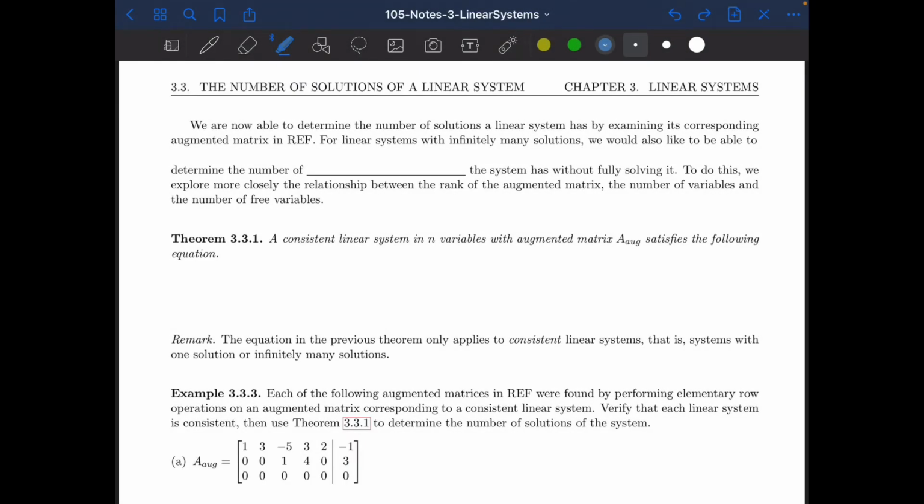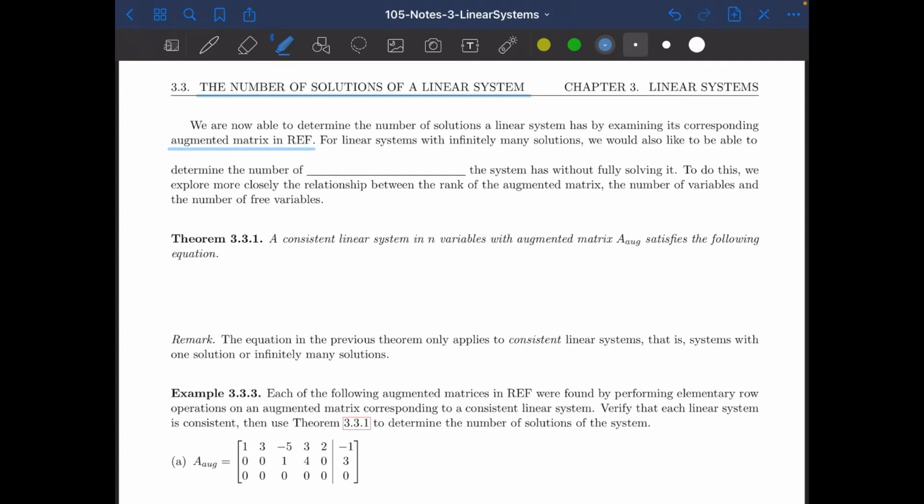Hello everyone. In this video we continue to develop methods to determine the number of solutions of a linear system without actually solving the linear system. In the last video we created a decision tree, and with this decision tree we are now able to determine the number of solutions a linear system has by examining its corresponding augmented matrix in row echelon form.